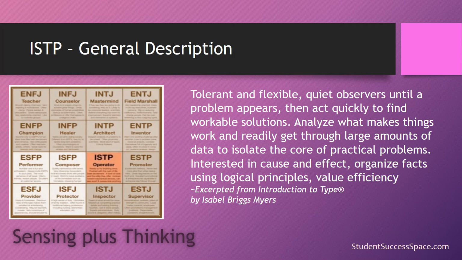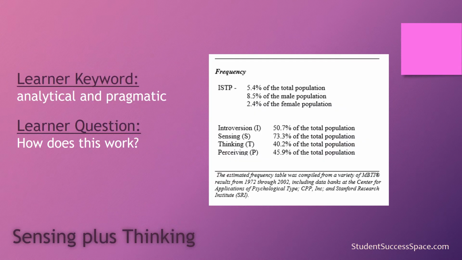Another thing to remember is that they are adaptable. They are action-oriented risk takers. Now, this type of learner falls into 5.4% of the total population. They're analytical and pragmatic. So I like to think of them as the logical problem solvers. So they're going to constantly ask the question about, how does this work?